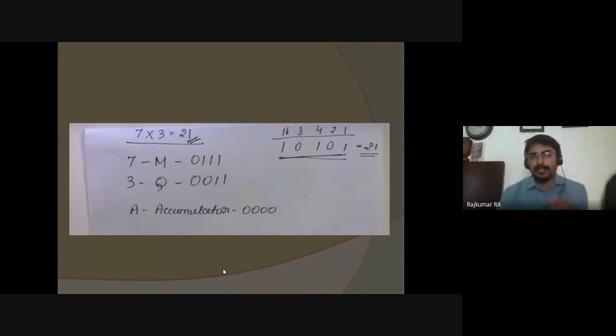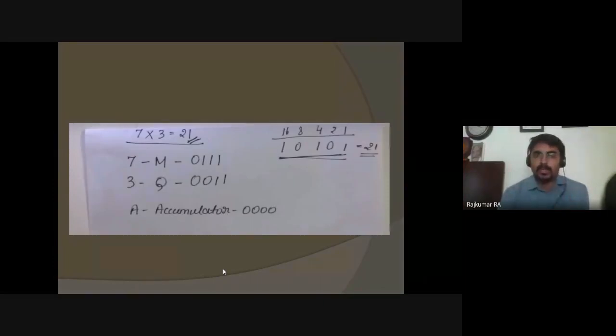In that example, we have 7 into 3, that is 21. We know that. Now the 7 is for M, 3 for Q, and A for the accumulator. Normally if you do multiplication, 7 into 3 is 21, and the result is 10101. That is actually 21. But we should not do multiplication. Based on this algorithm, we have to perform it and get the result in 4 steps.